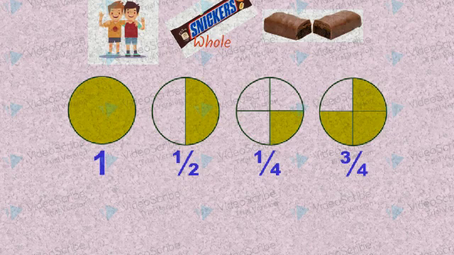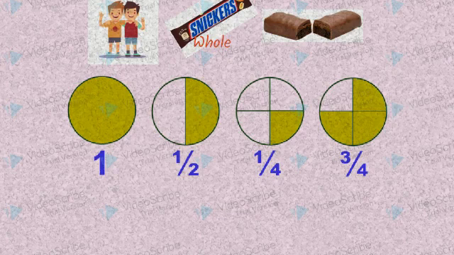The third circle, I divided it into 4 equal parts. One part is colored, so I write it above the line. How many parts in all? 4. So 1 over 4. This fraction is called a quarter.